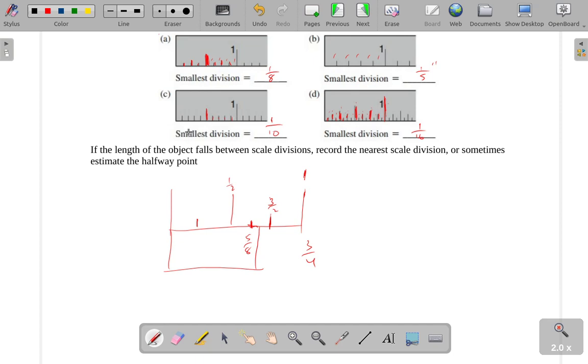So what it says here is that if the length of the object falls between the scale divisions, record the nearest scale division, or sometimes estimate the halfway point. So in this case, you might say it's 3/4. I don't know why I said 3/2 there. 3/4. You might call it 5/8 because that's the halfway point between those.